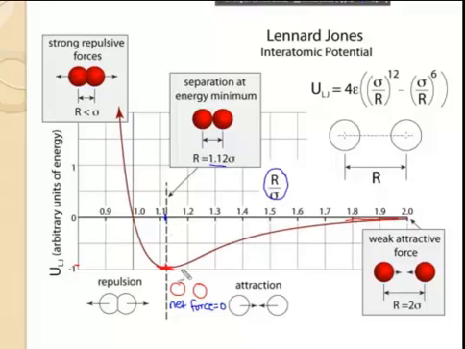The second important part of the curve is the one on its right, this side here. Now this part of the curve represents the attraction between the two particles. This happens if the separation is slightly farther away from 1.12. If you pull them out, there exists an attraction at this point.